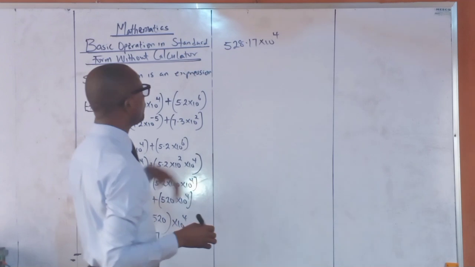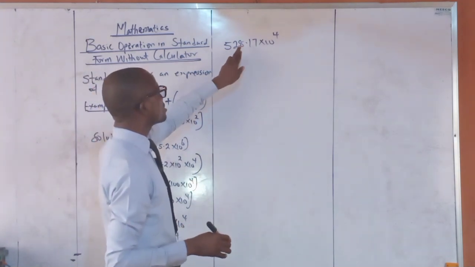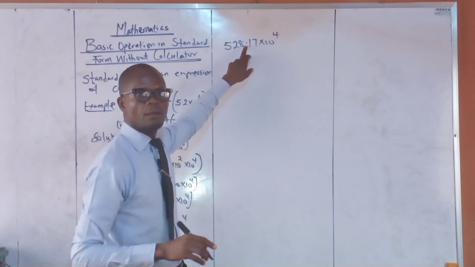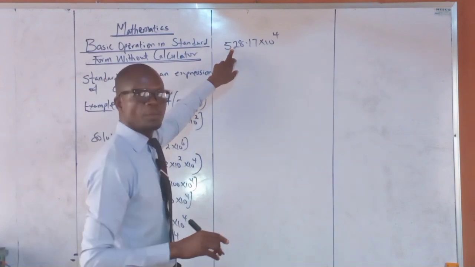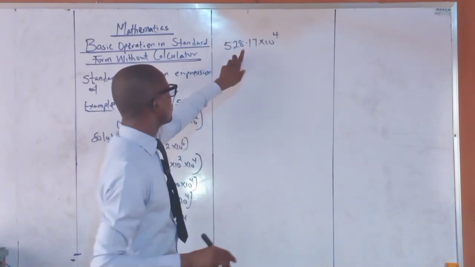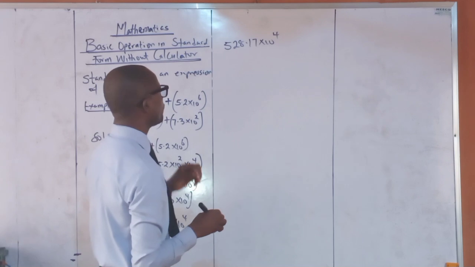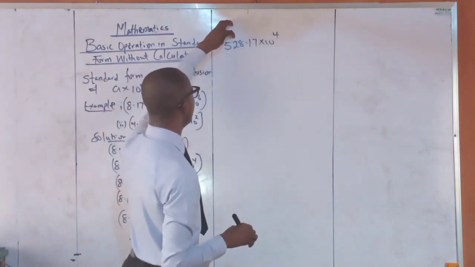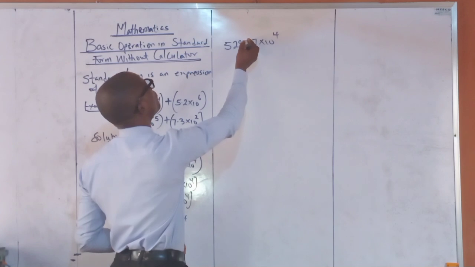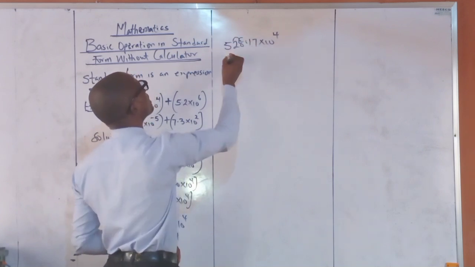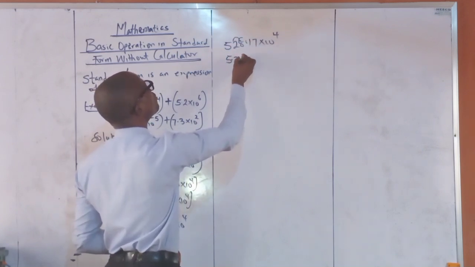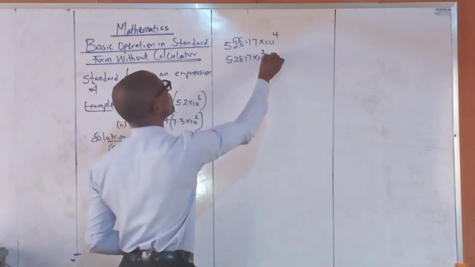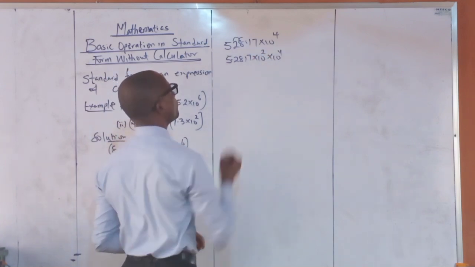And in standard form, your point must be at the back of the first digit. So let's return this back to its position, to the back of the first digit. When you move 1, you move 2. So you move this point to this place. That will give us 5.2817 times 10 to the power of 2 times 10 to the power of 4.